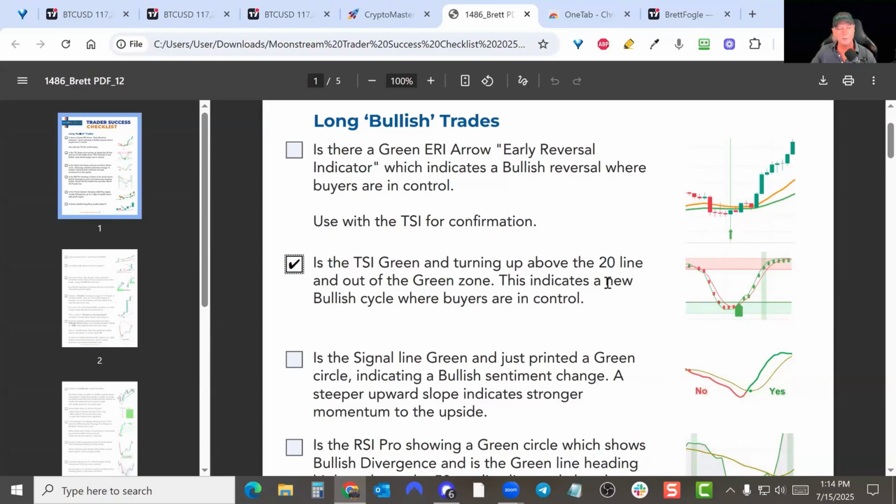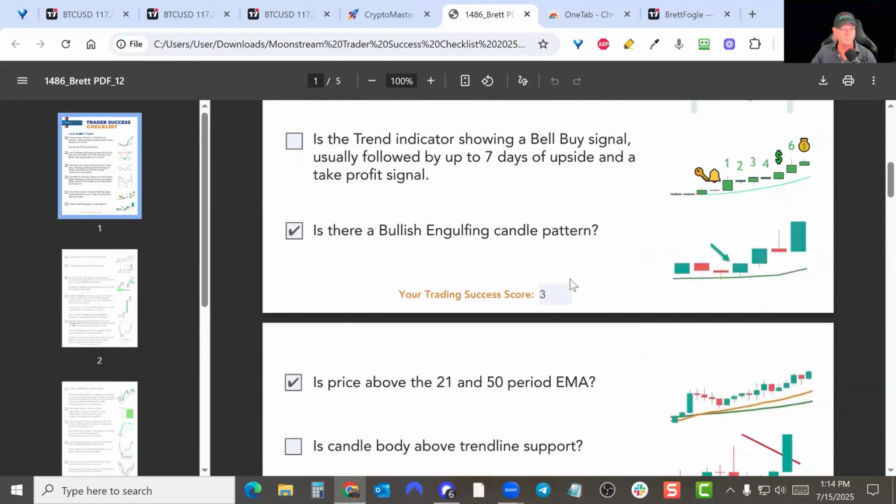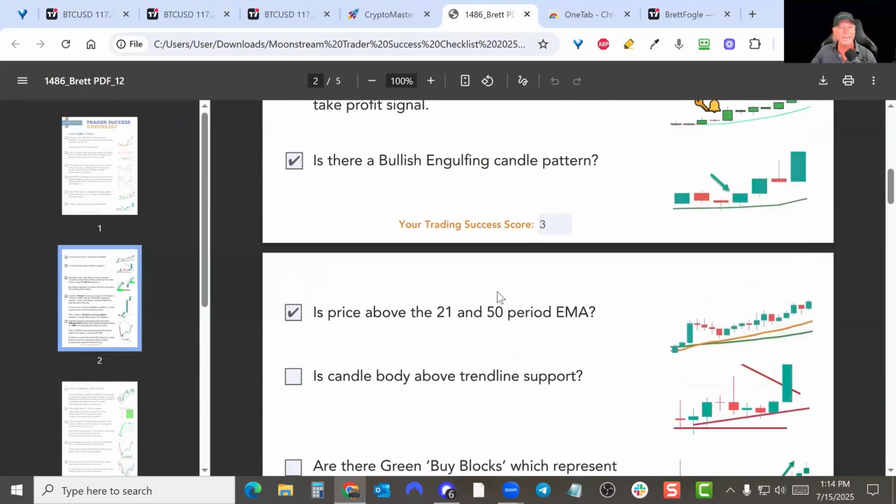And when you get a trade success score over 2, take the trade and add to it as the trade success score gets bigger.